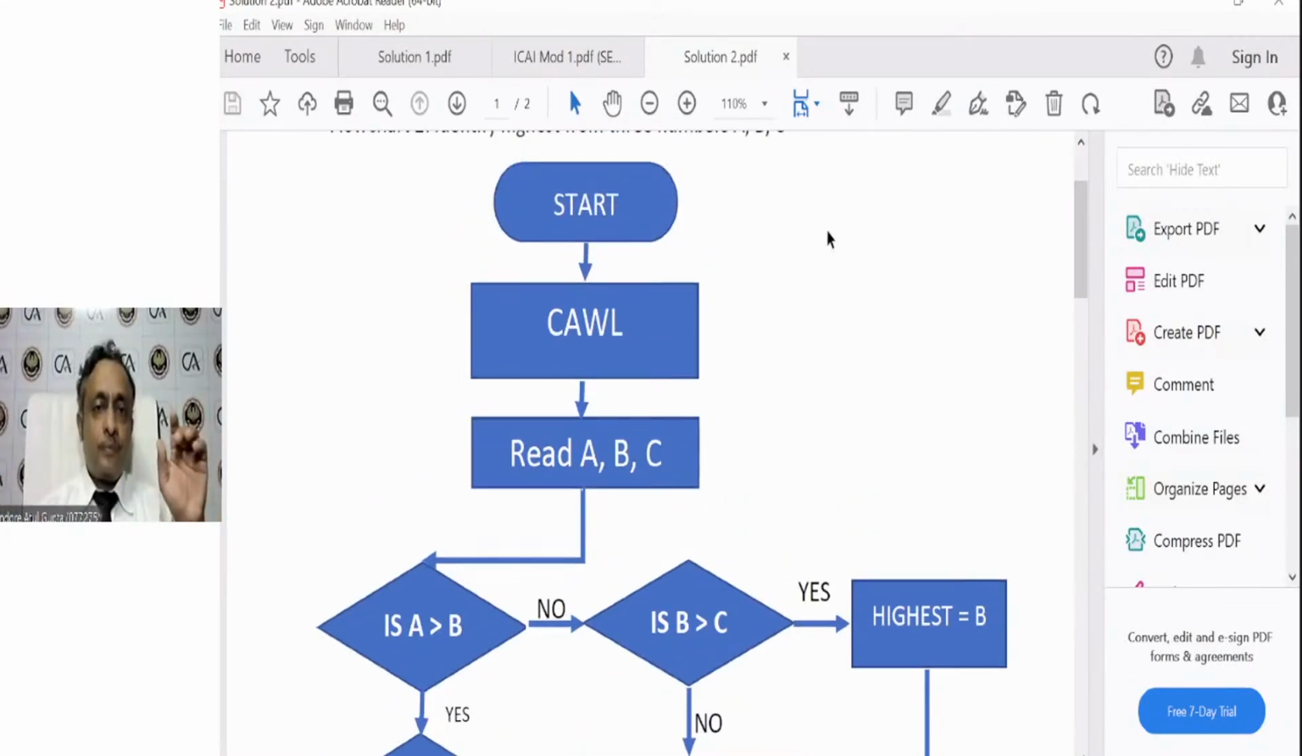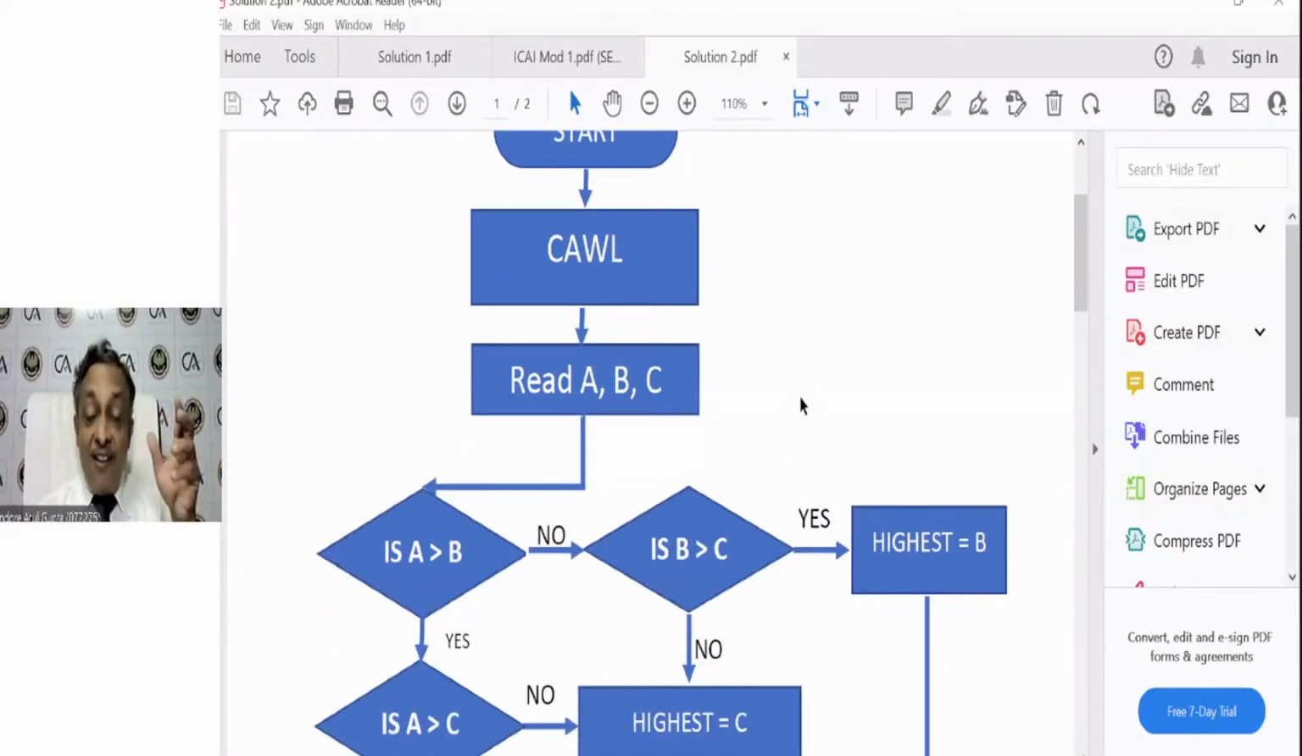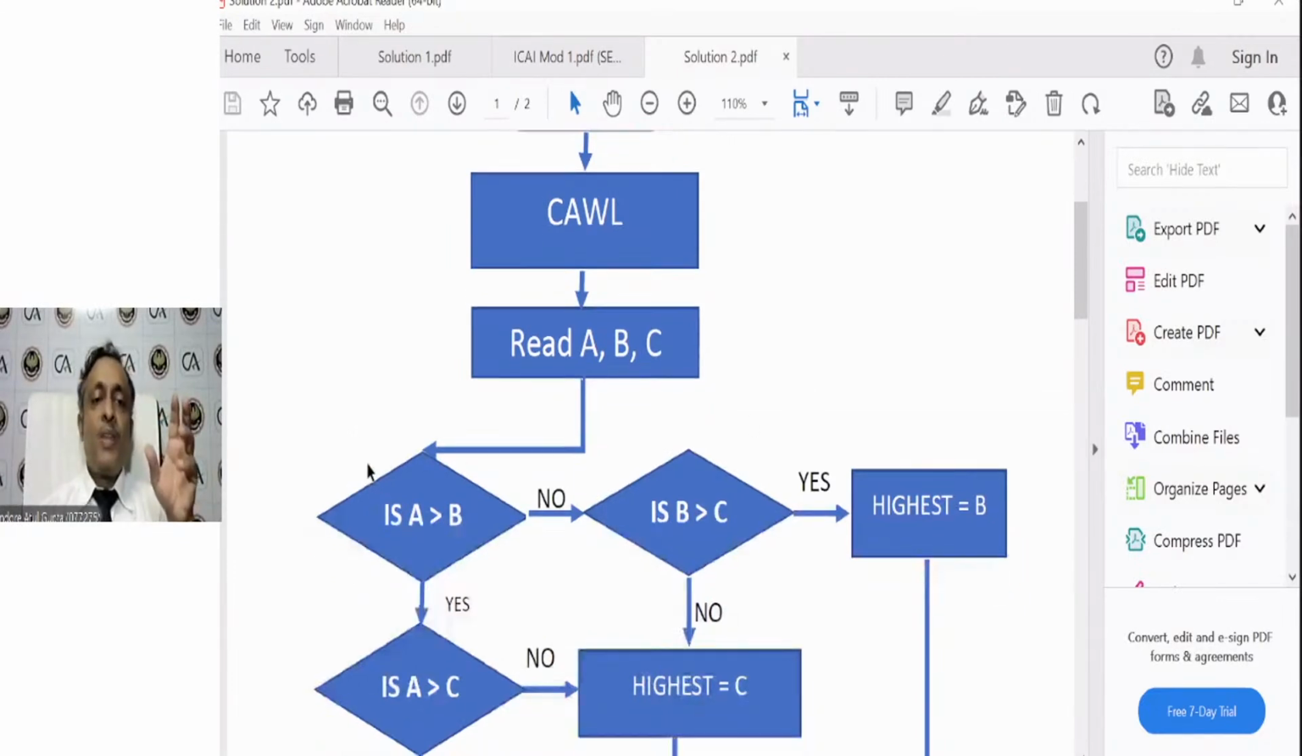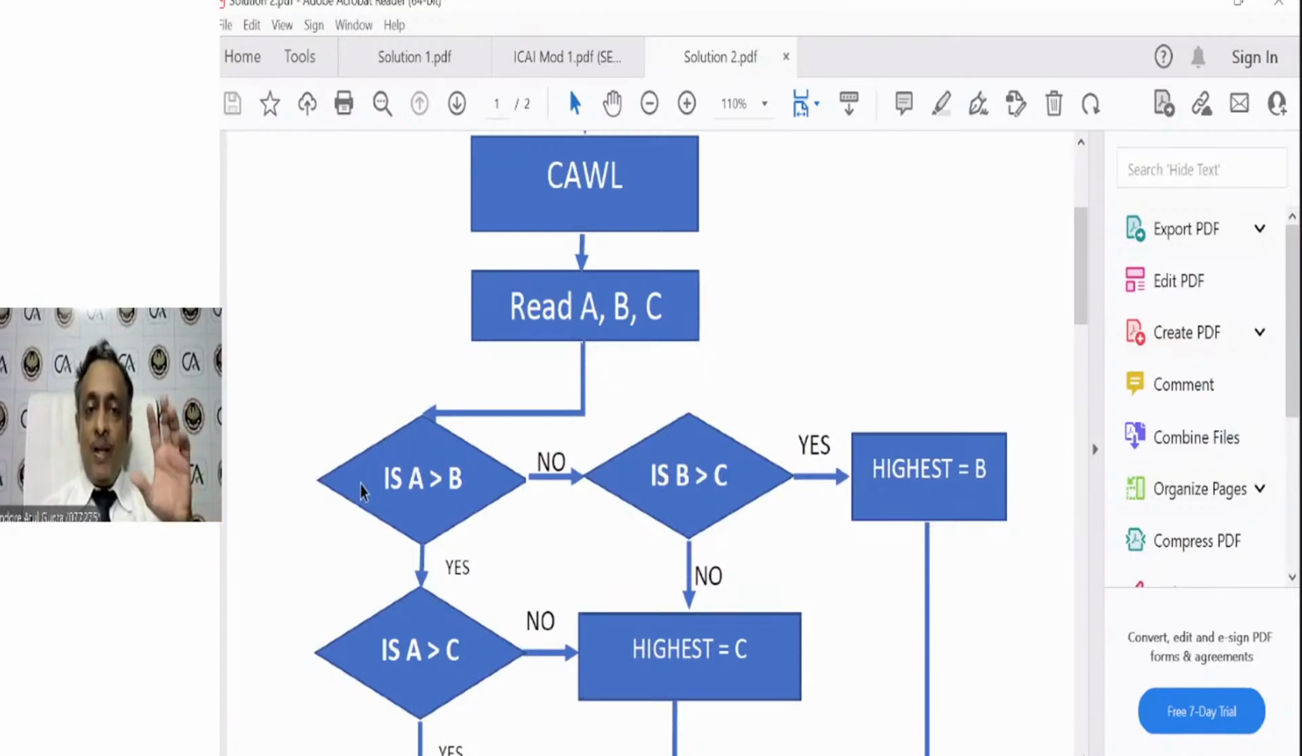Okay. So start symbol is clear, always there. Rectangle is for a process. Whenever you are asking the computer to do something, that is a process. Rectangle, a process. Don't look at the size of the rectangle. If it appears as a rectangle, it's a process. It's a command that is being done. Clear all working versions. Read ABC. Now, when you want to make a selection between two options, then you use the decision symbol.